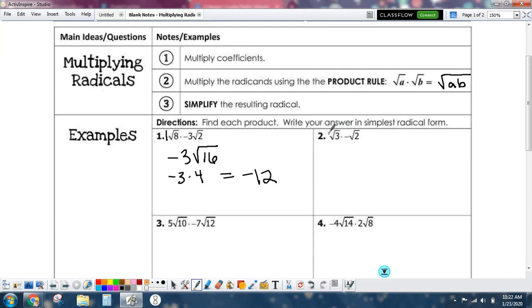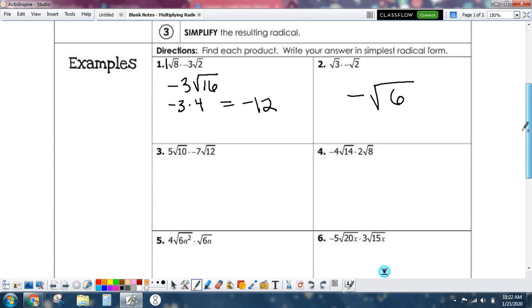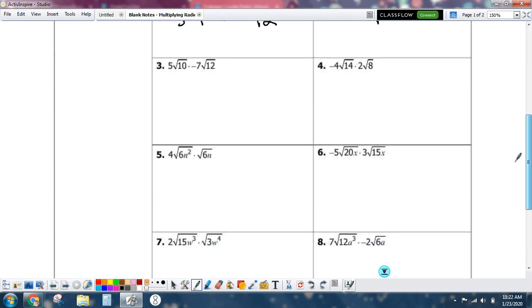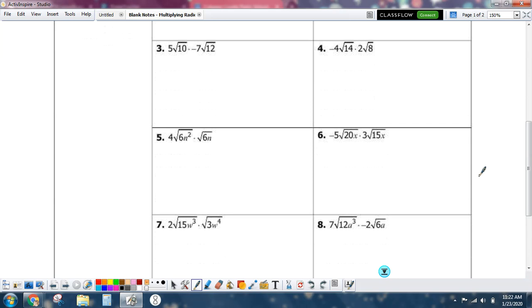For number 2, same idea. Our coefficient here is 1, and this one's negative 1. So we're going to start by multiplying our coefficients. 1 times negative 1 is negative 1, and I can just put that negative sign. I'm going to put my radical. 3 times 2 is 6. And I know that 6 cannot be simplified because there are no perfect squares that go into that. So that's our answer.